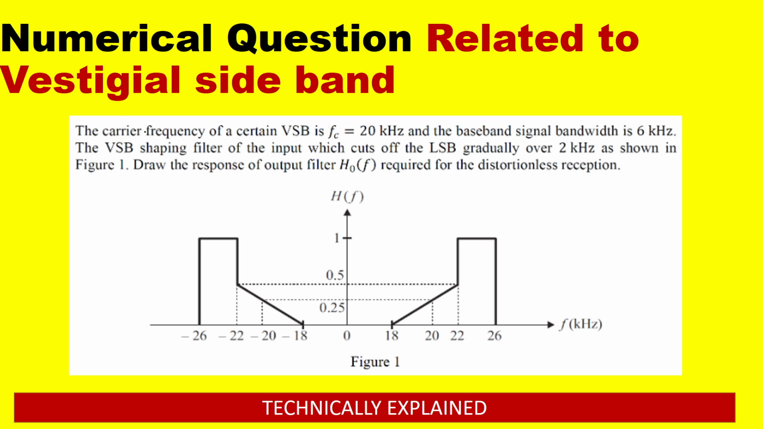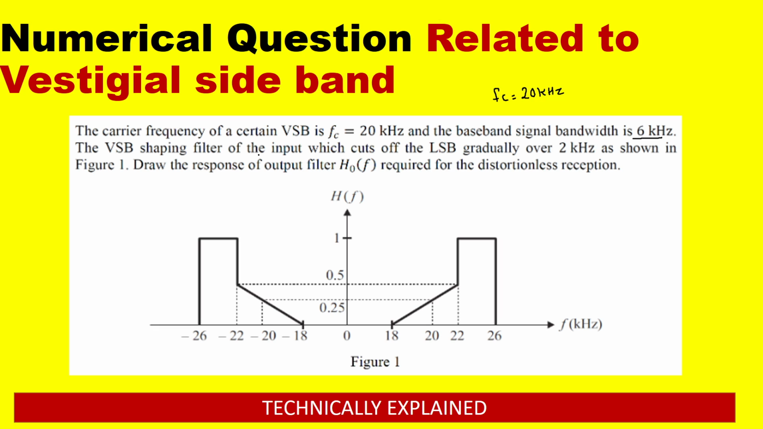The problem states that the carrier frequency of a certain vestigial sideband, Fc, is equal to 20 kilohertz. So we are given the carrier frequency, which is 20 kilohertz. And the baseband signal bandwidth is 6 kilohertz. So we are also given the baseband signal bandwidth, which is 6 kilohertz.